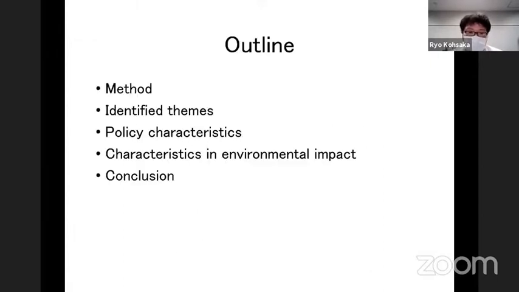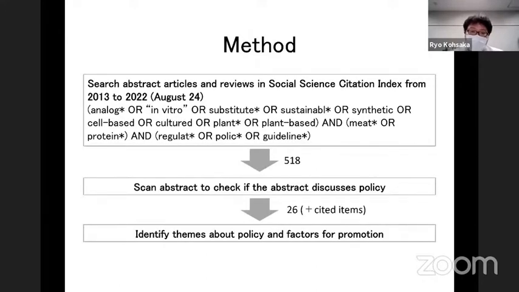Here is the outline, and I will just talk about the introductory part of the presentation, so I start with the method. To start the literature review, I started to find the literature on cultured meat, and it's very hard because there are a lot of keywords related to cultured meat, plant-based meat, and various types of alternatives. So it's really hard to narrow down.